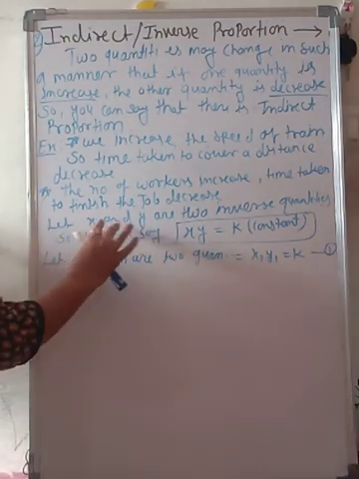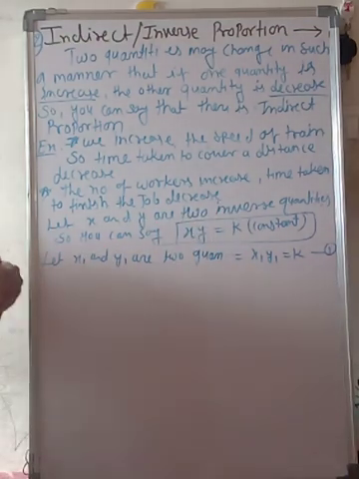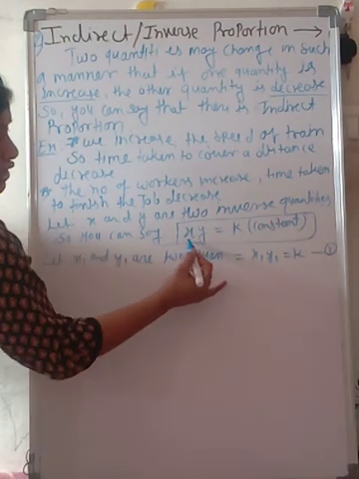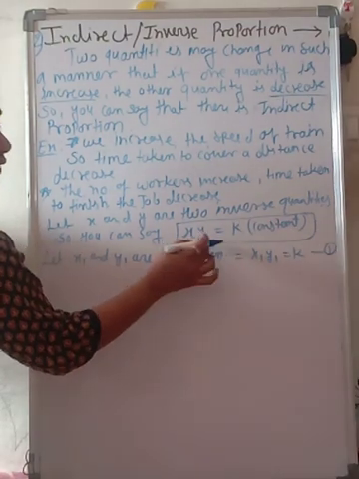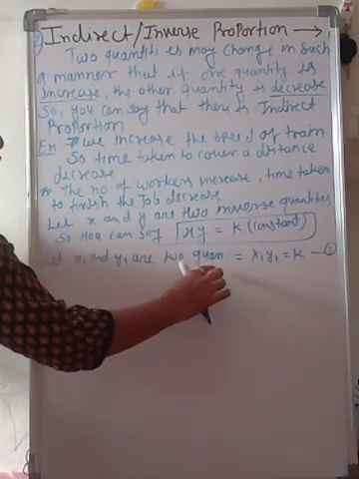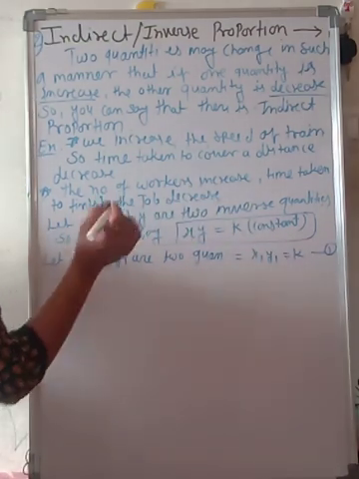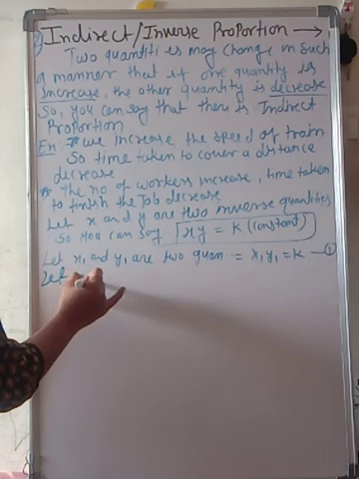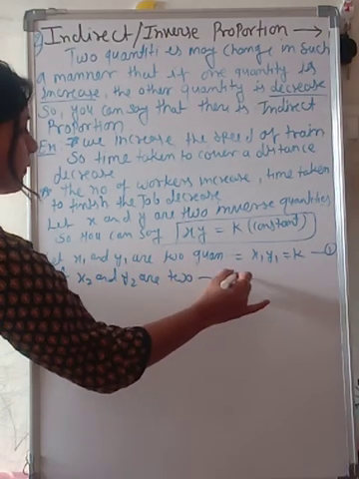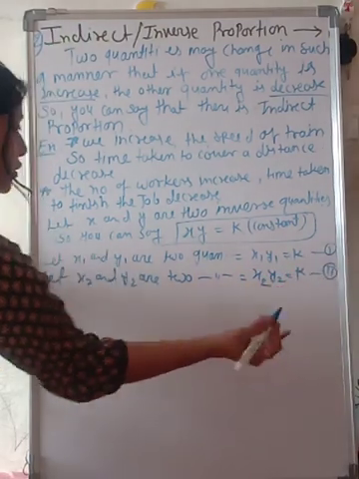Now let x and y be two inverse quantities, so you can say that xy equals k, where k is a constant. Now suppose x1 and y1 are two quantities, so you can write x1 y1 equals k. This is equation 1. Now let x2 and y2 be two quantities, so x2 y2 equals k. This is equation 2.